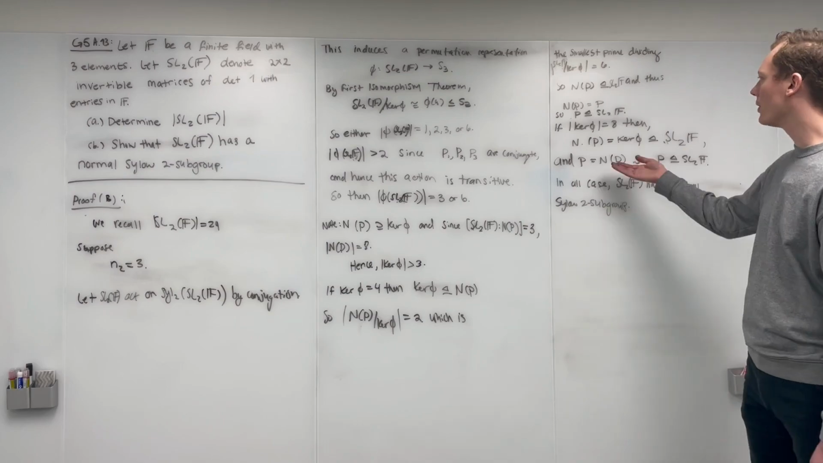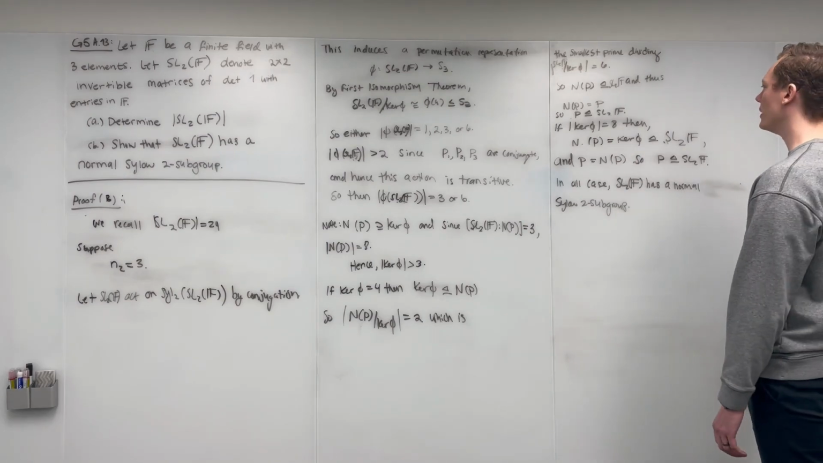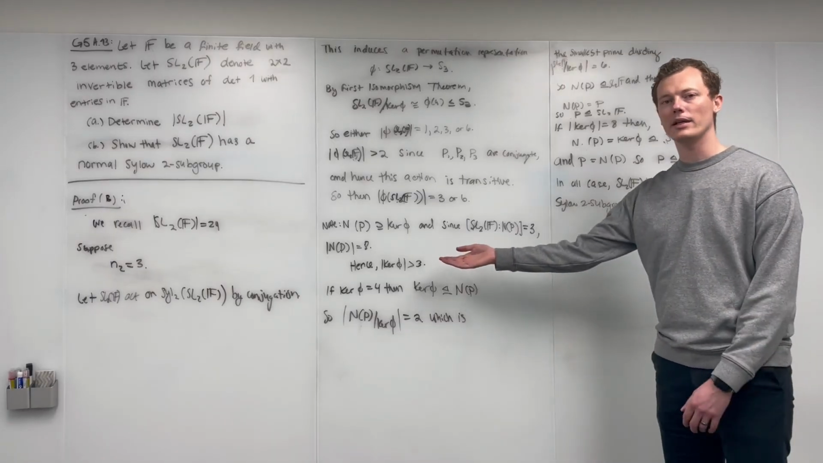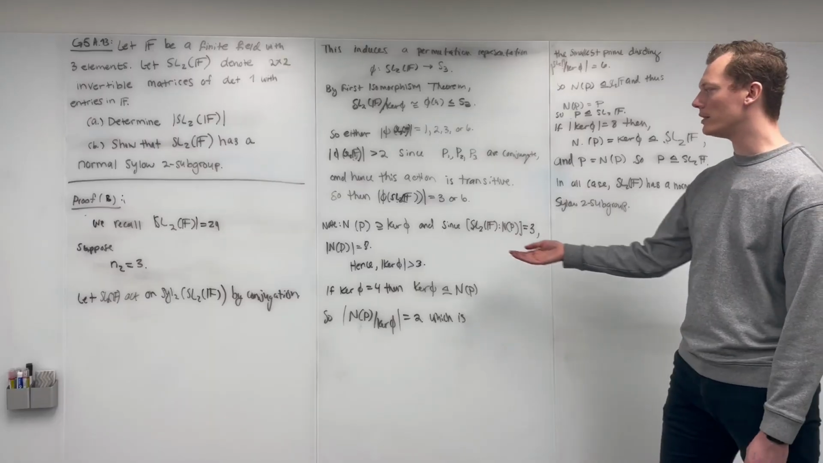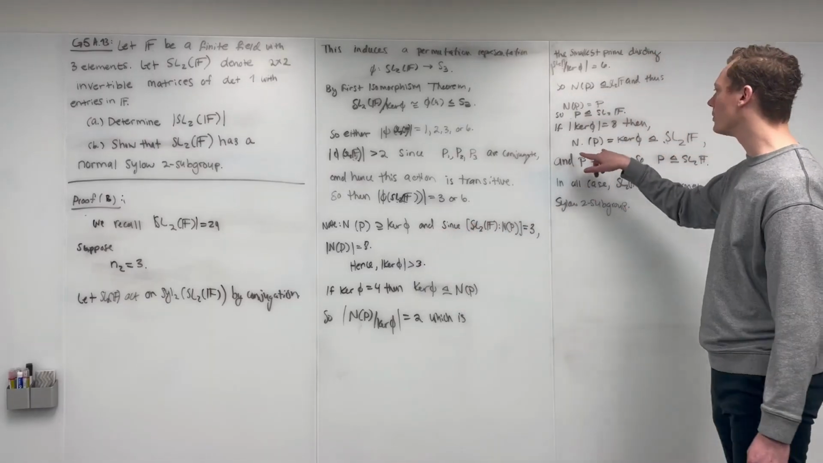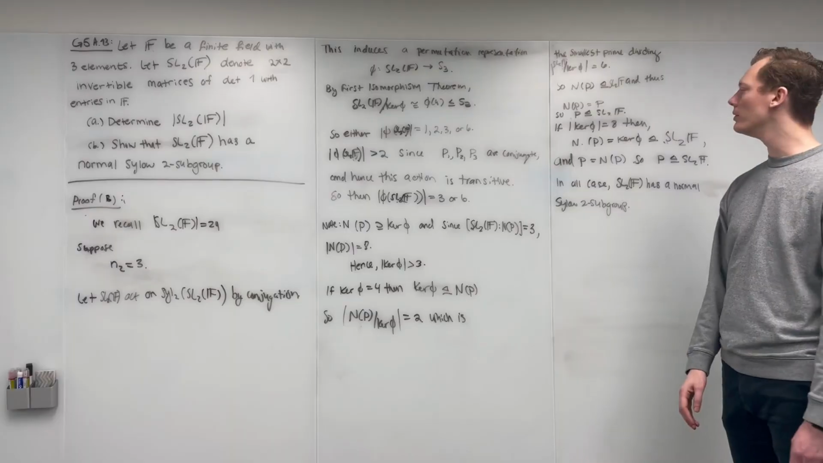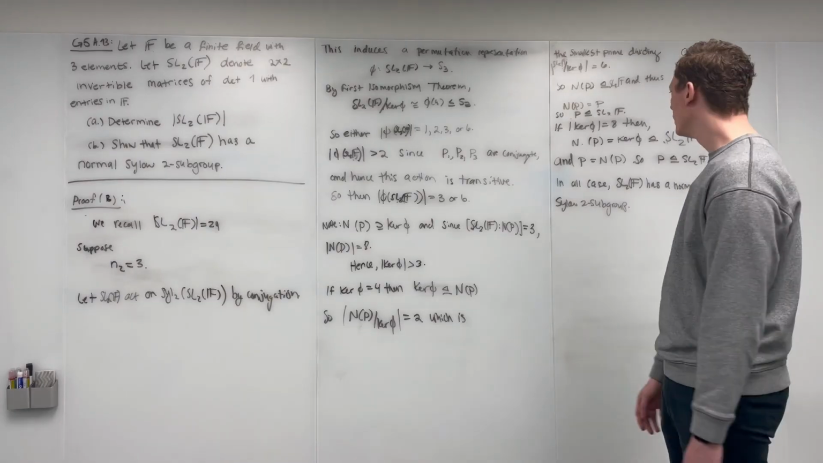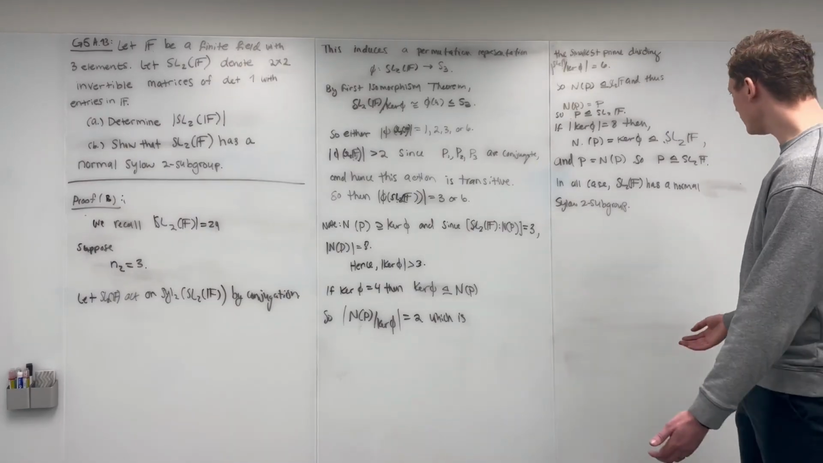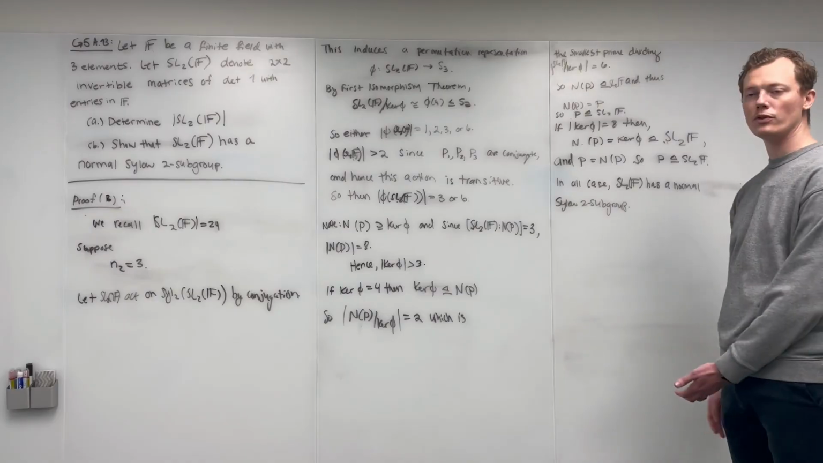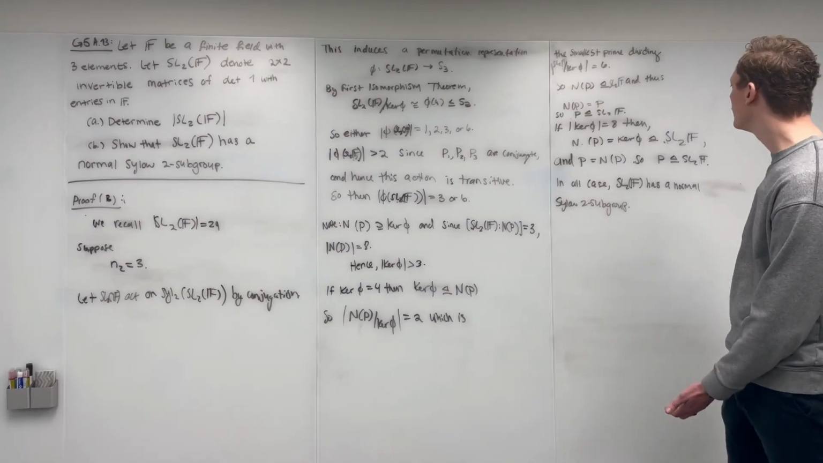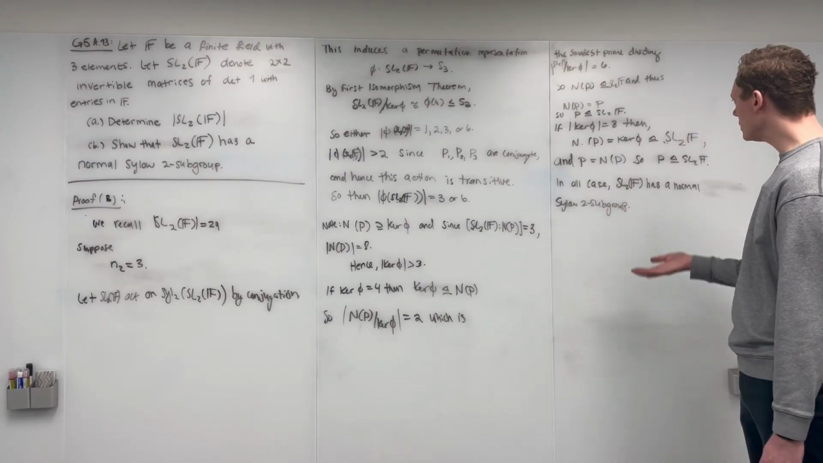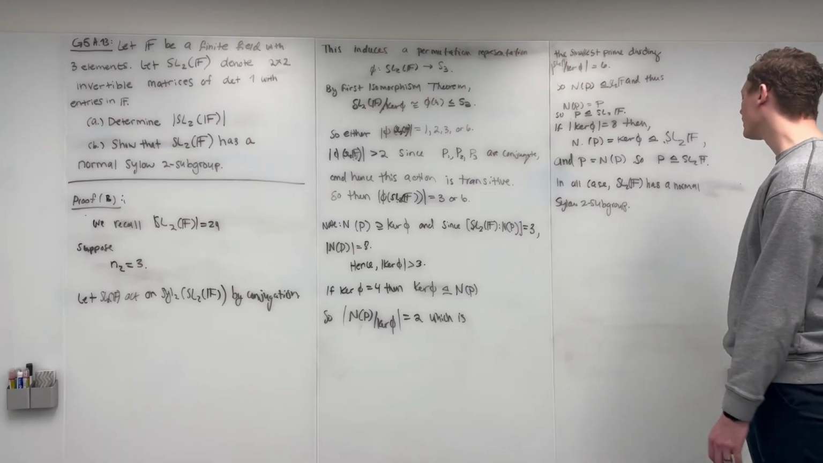So then what happens if the size of the kernel is equal to 8? Well, then the normalizer of P is of size 8, and the normalizer of P contains the kernel. So this means that the normalizer of P is equal to the kernel. And because the kernel is a normal subgroup, the normalizer is normal inside of SL2F. This means, again, that P is equal to the normalizer. So that means that P is normal in SL2F.